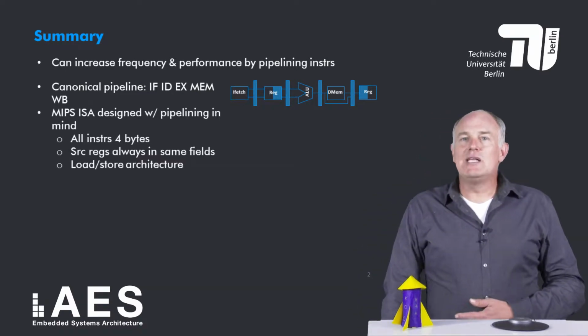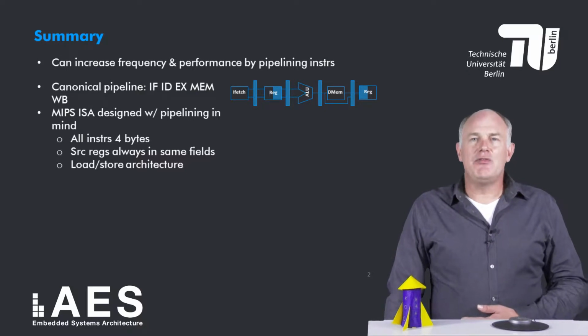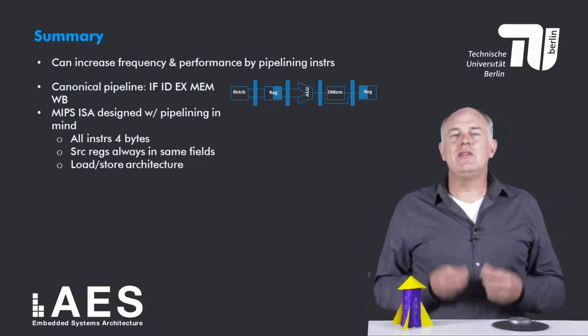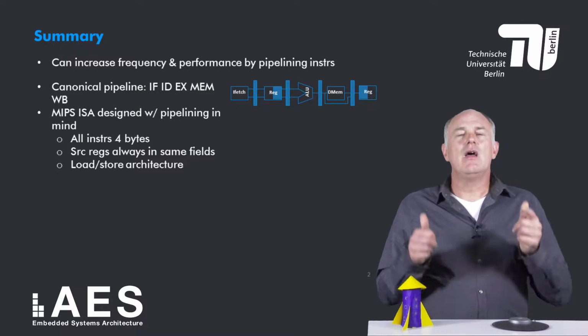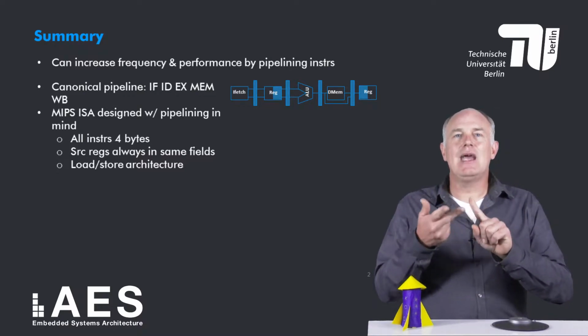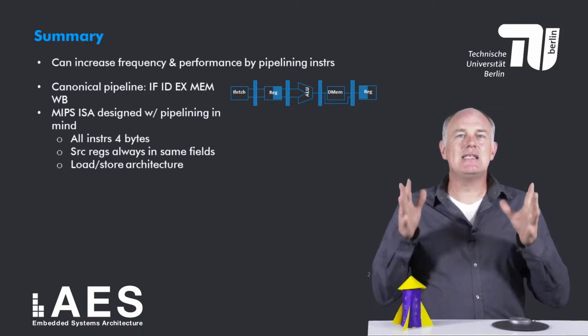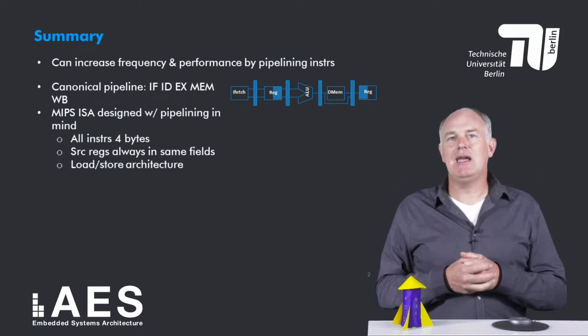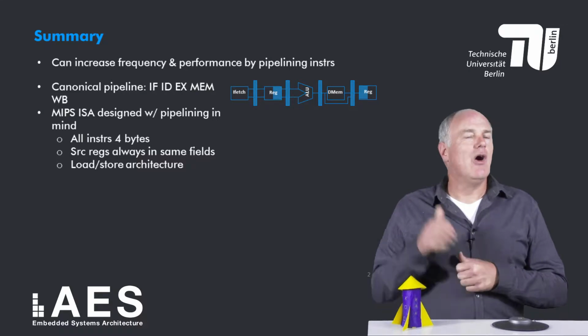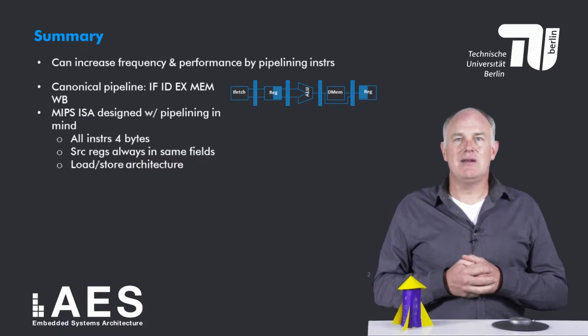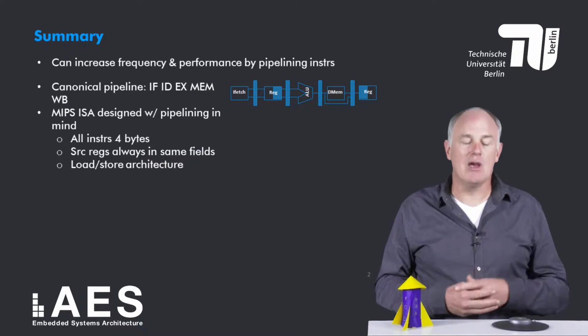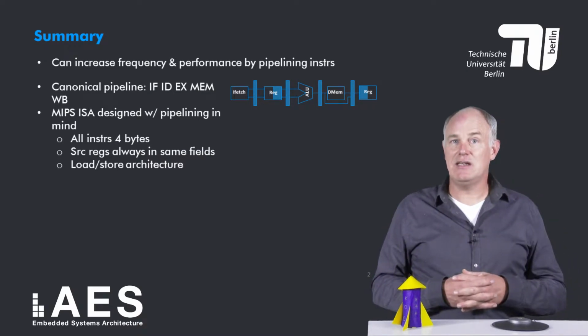I always joke to my students, the MIPS designers had 3 things in mind when they designed the MIPS instruction set: pipelining, pipelining, and pipelining. This might be a little joke, but the MIPS ISA really was designed with pipelining in mind. In particular, all instructions are 4 byte, which allows to increase the PC already in the instruction fetch stage.